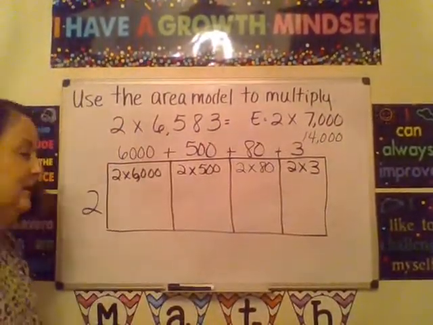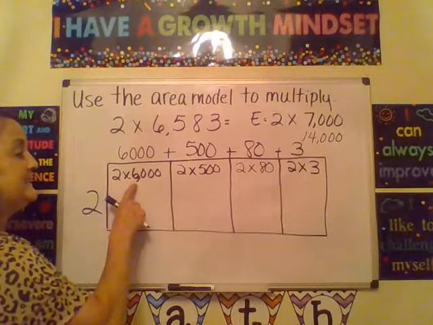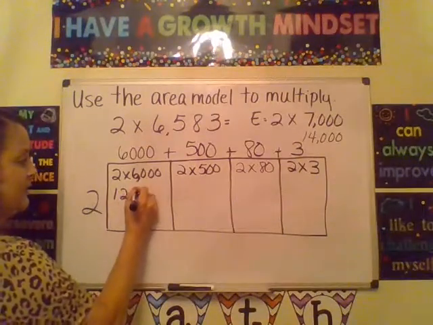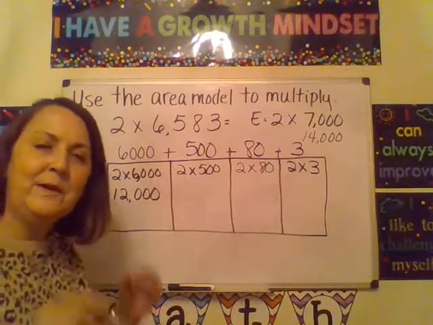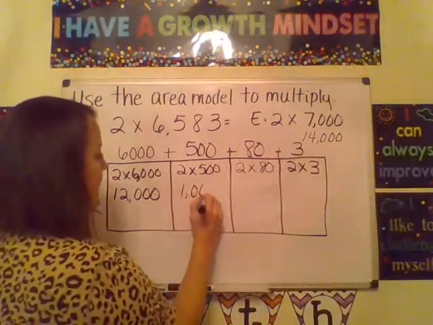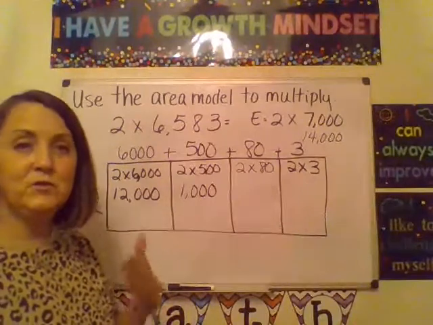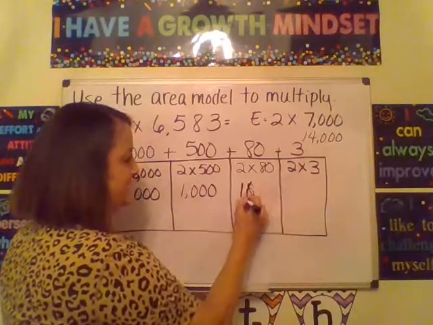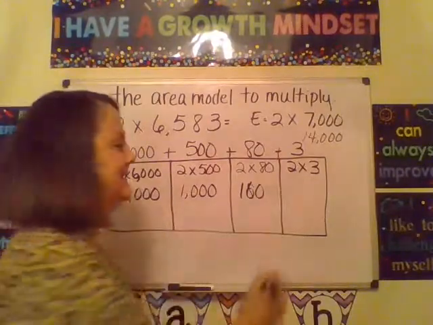Sorry about that. All right, so 2 times 6 is my basic fact, which is 12, but I have 2 times 6 1,000s. So that would be 12,000. And here is 2 times 5. We know 2 times 5, but we have 2 times 5 100s, which would be 1,000. In here we have 2 times 8, but that's really 2 times 8 tens, and that would be 160. And then this is 2 times 3, and that is 6.